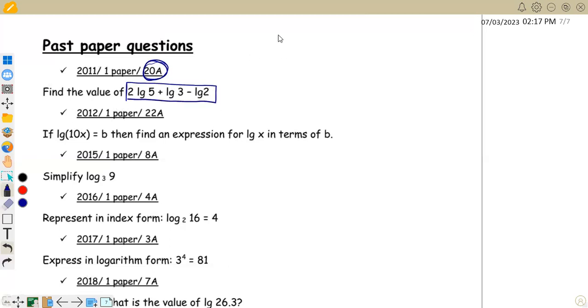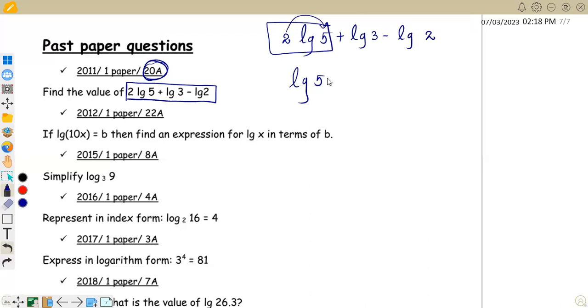Then let's see here: 2 times LG5 add LG3 subtract LG2. Here, for LG5, you can write this 2 as a power of 5 by applying the logarithm rules.